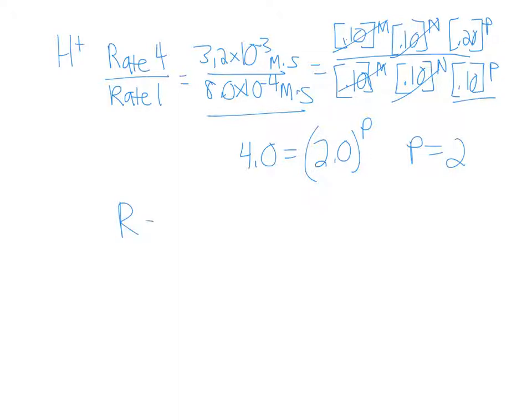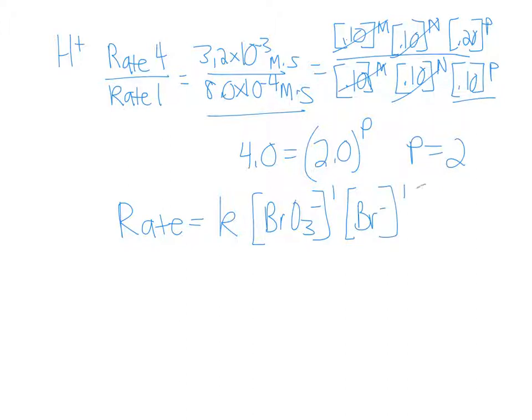The last thing to do is to write the rate with these values that we found. So our first guy is to the first order. Our second one is to the first order. And our last one, H plus, is to the second order. Very last thing you can do is you can add up these exponents, and you would say this reaction is fourth order. Fourth order just means it happens faster than something of a lower order.